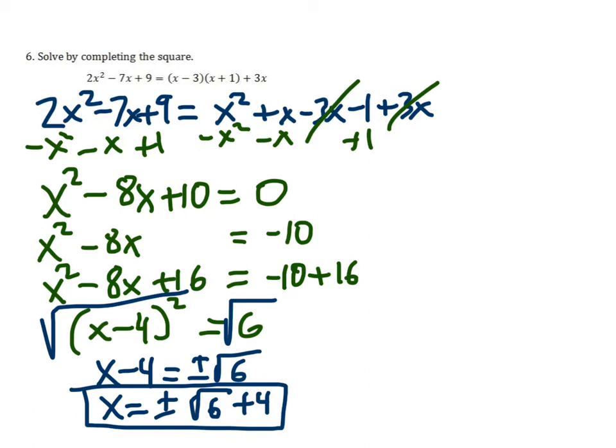So there's completing the square. It involves the square root method in the end, but we've got to complete the square first so we can set up this binomial squared. All right, in the next video we'll check out the quadratic formula.